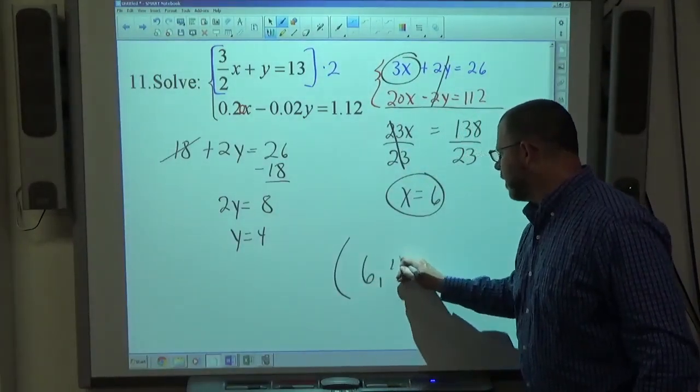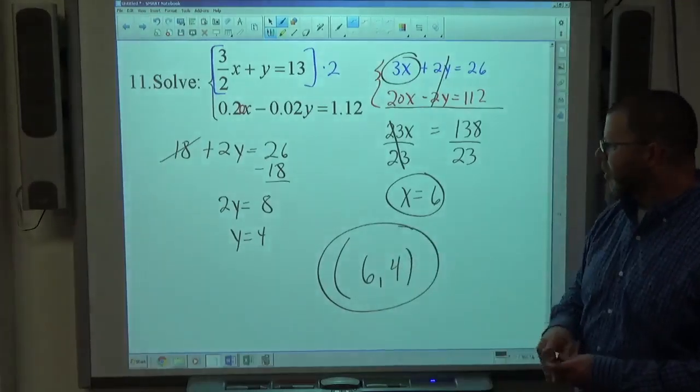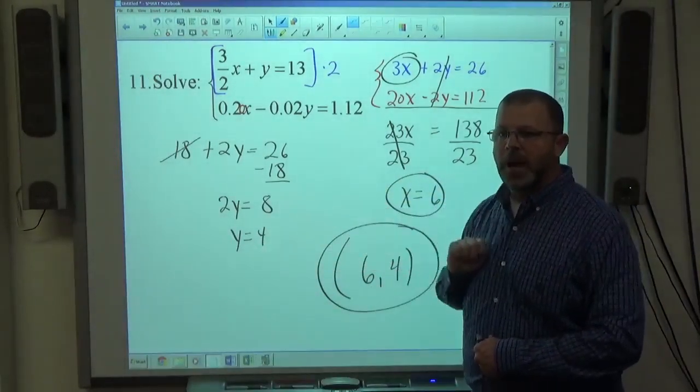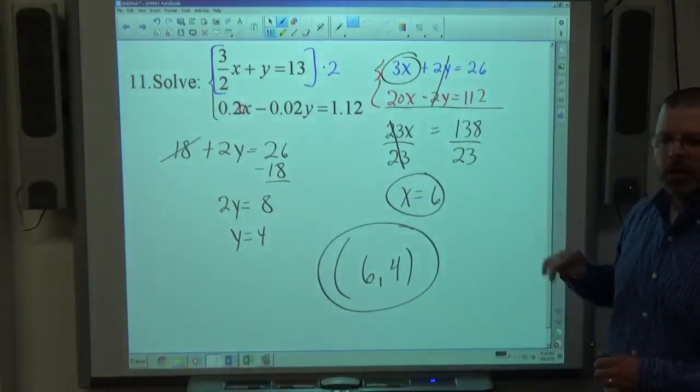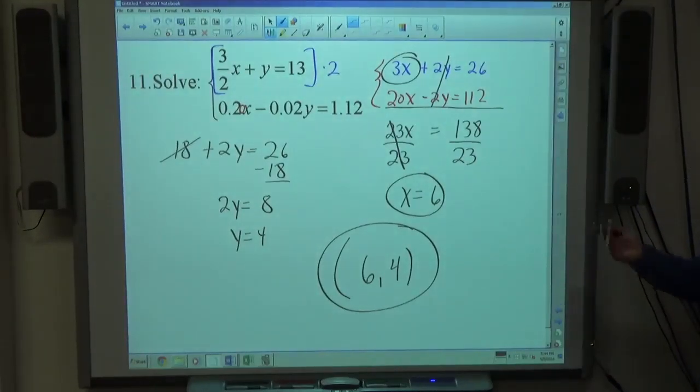I do expect an ordered pair answer. So once again, looking at half credit, full credit. If you write x equals 6, y equals 4, I'll give you half credit. Write an ordered pair in correct order, you get the full credit for that answer. And do expect nice integer answers on that one.